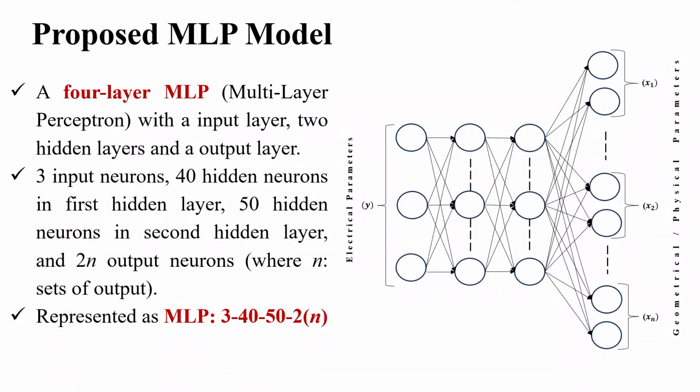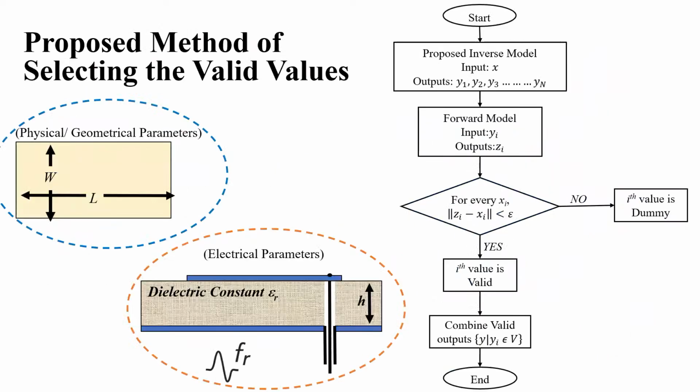After that, we will select which values we can consider or which value we can call dummy. That's why I wrote here x1, x2, xn. So this is the proposed model for selecting the valid value. As we give the input x to the inverse model, we get y1, y2, yn. These outputs are given as the input to the forward model, and we get z.